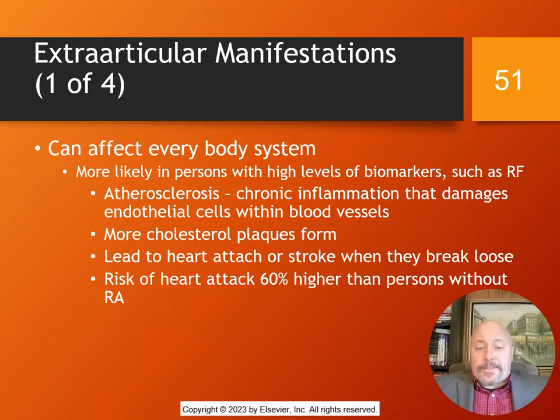These extra-articular manifestations can affect every part of the body, more likely in people with high levels of biomarkers. Atherosclerosis: chronic inflammation that damages those endothelial cells within the blood vessels. More cholesterol plaques form, leading to heart attacks and strokes when they break loose, and the risk of heart attack is 60% higher than people without RA.